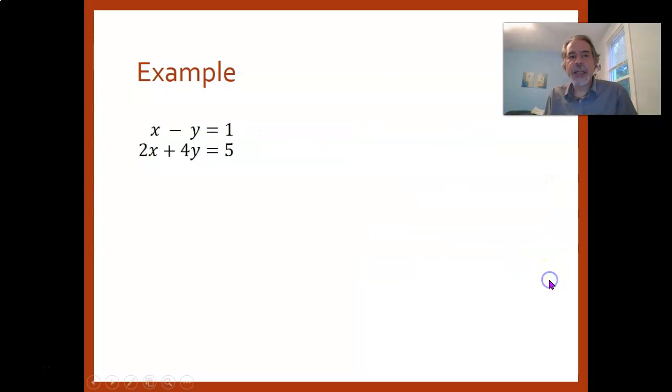Okay, let's try another example. x minus y equals 1, and 2x plus 4y equals 5. Which variable do you want to eliminate? We could go either way.